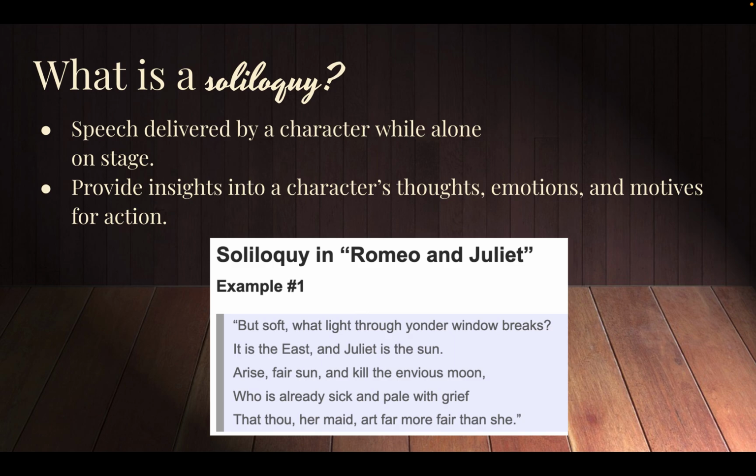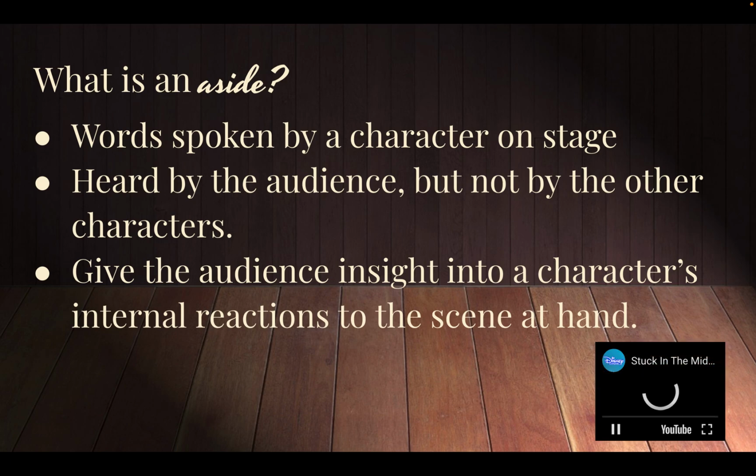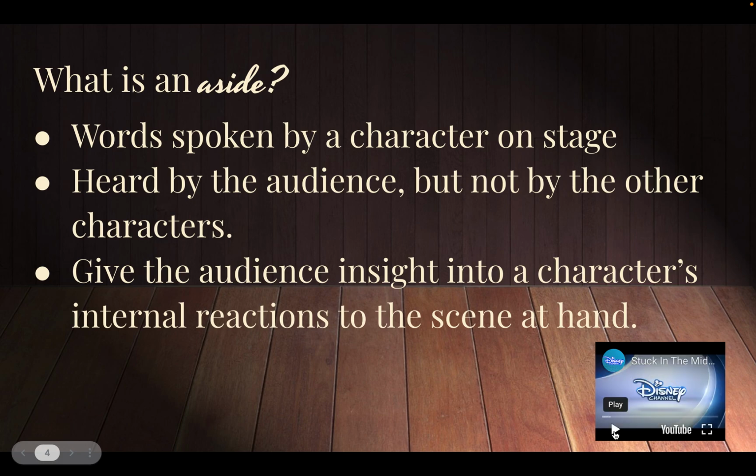Okay, here's one more technique, and then you're going to be finished with your notes. An aside. An aside is a very specific device. An aside is where words are spoken by a character on stage, and they're heard by the audience, but not by the other characters. Similar to a soliloquy, they give us insight into what the character's thinking. However, it's a little bit different because we are allowed as the audience to be a part of their process. They break what's called the fourth wall and they talk to us.